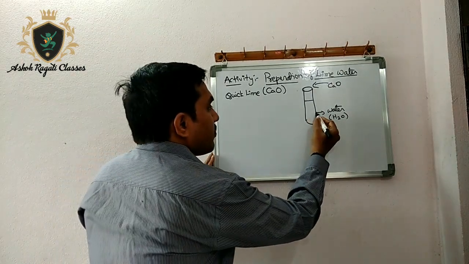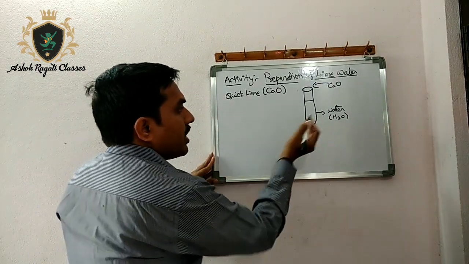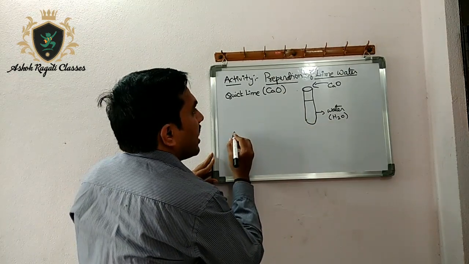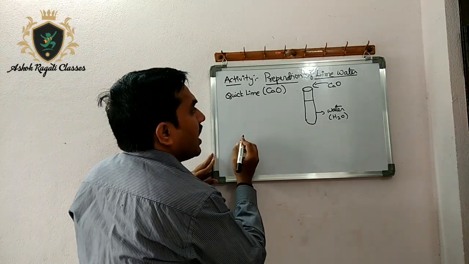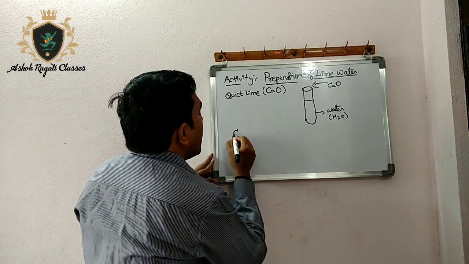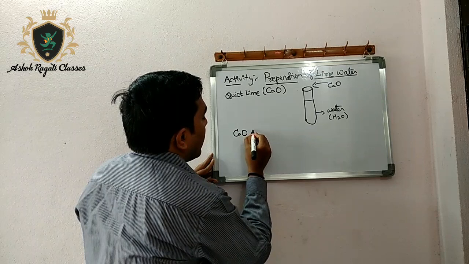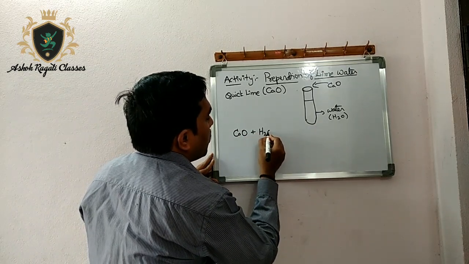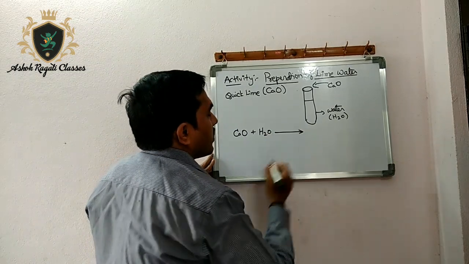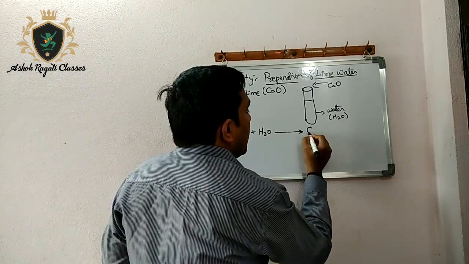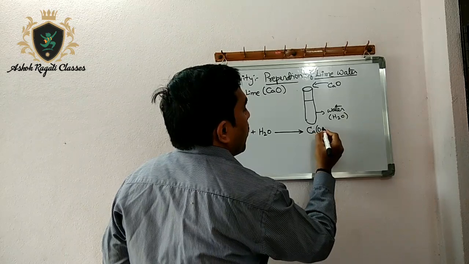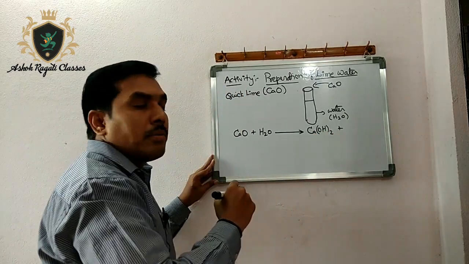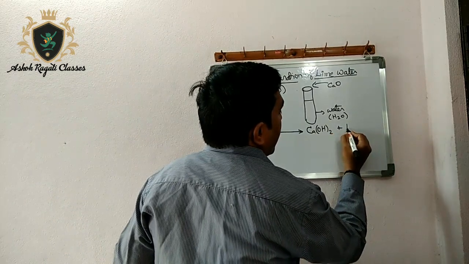Now, what is the reaction between these two substances? Quicklime plus water. What is the formula of quicklime? CaO, calcium oxide, plus water, whose formula is H2O, gives rise to Ca(OH)2, calcium hydroxide, plus some heat.